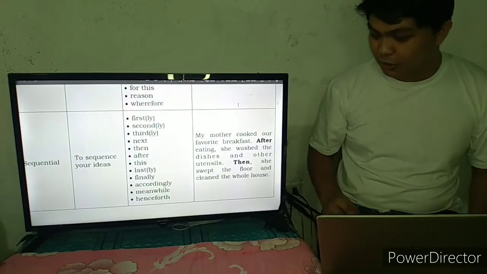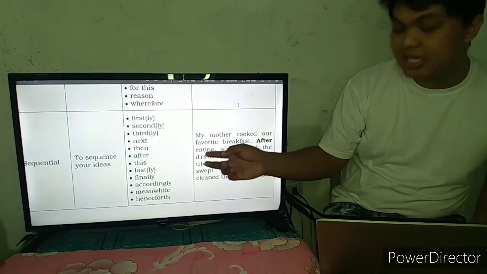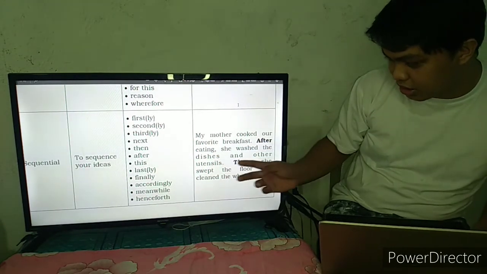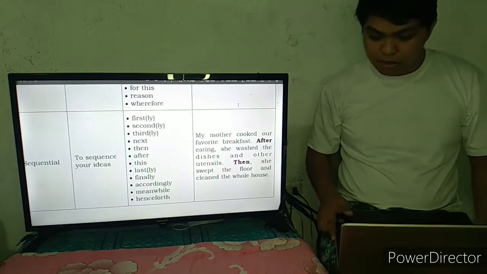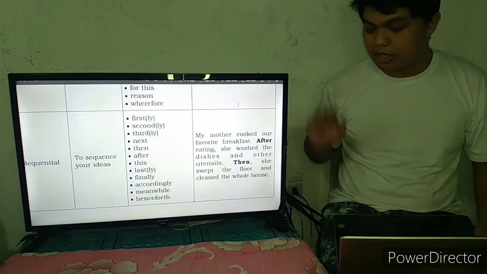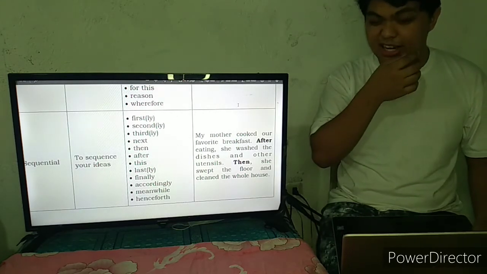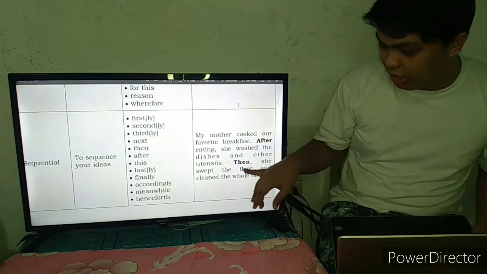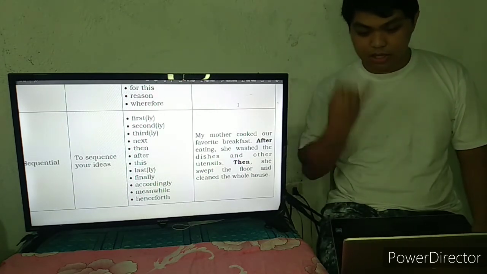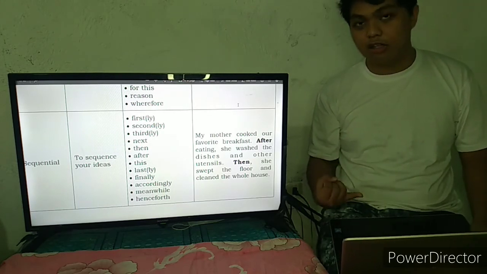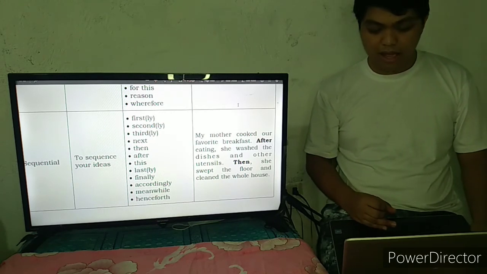Sequence nga, di ba? So, for example, my mother cooked our favorite breakfast. After eating, she washed the dishes and the other utensils. Then, she swept the floor and cleaned the whole house. So, in this type of example, gumamit tayo ng dalawang sequential transition signals, and that is after and then. So, my mother cooked our favorite breakfast. After eating, she washed the dishes and other utensils. Then, she swept the floor and cleaned the whole house.